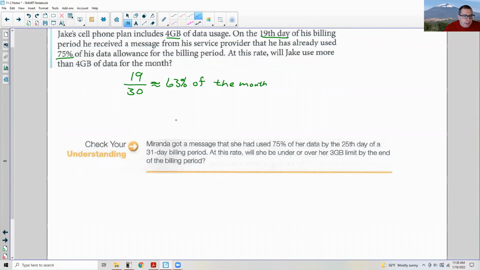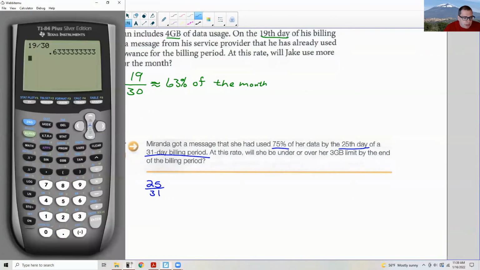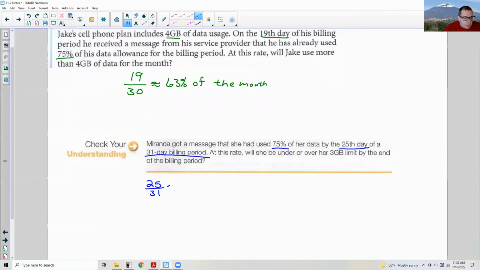It says Miranda got a message that she has used 75% of her data by the 25th day of the 31-day billing period. At this rate, will she be under or over? So simply we just take that 25 over 31, number of days out of the billing cycle to see what percent of the month has gone by. 25 divided by 31 is 80.6, which is approximately 81% of the month.